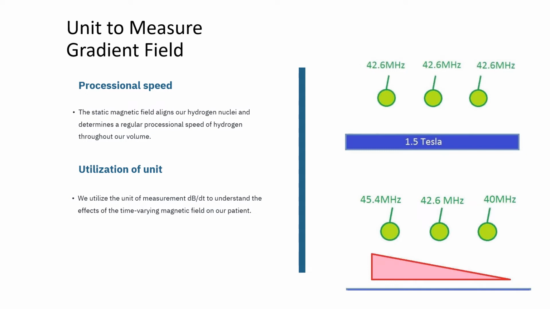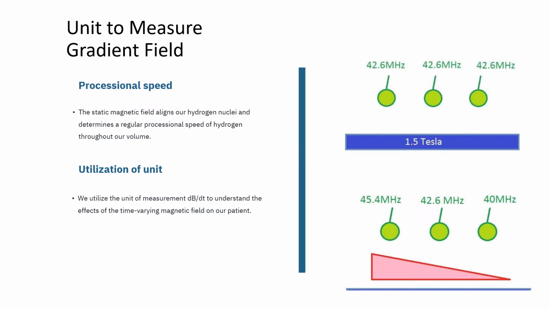The static magnetic field aligns our hydrogen nuclei and determines a regular precessional speed of hydrogen throughout our volume, as shown in Figure 1. This is because resonance is affected by the precessional speed of hydrogen. When triggered, the time-varying gradient magnetic field changes the hydrogen's precessional speed in the direction it is activated.